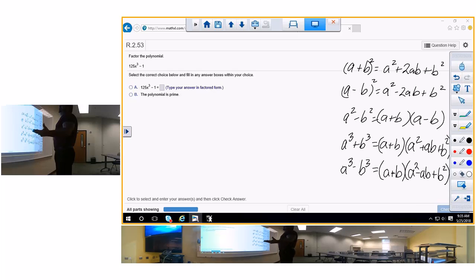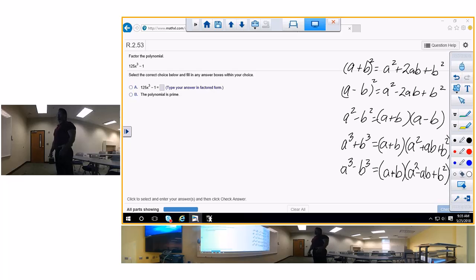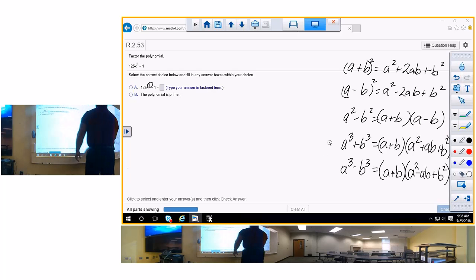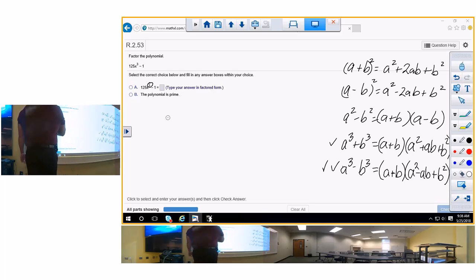You got to know your perfect cubes too. Now, how do you know this is shortcut number 5? Well, one, it is not shortcut number 1, 2, or 3. Why? Because it's a cube. This little 3 right here tells you it's a cube. So it's either shortcut number 4 or number 5. The minus tells you it's shortcut number 5. So I'm going to rewrite the problem. 125 x cubed minus 1.